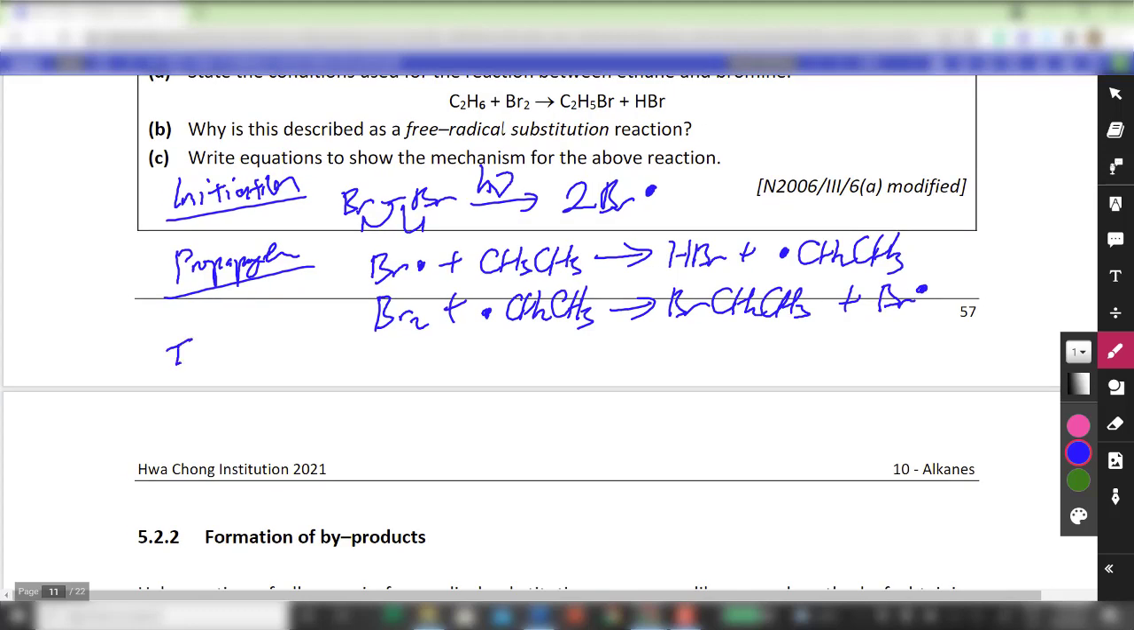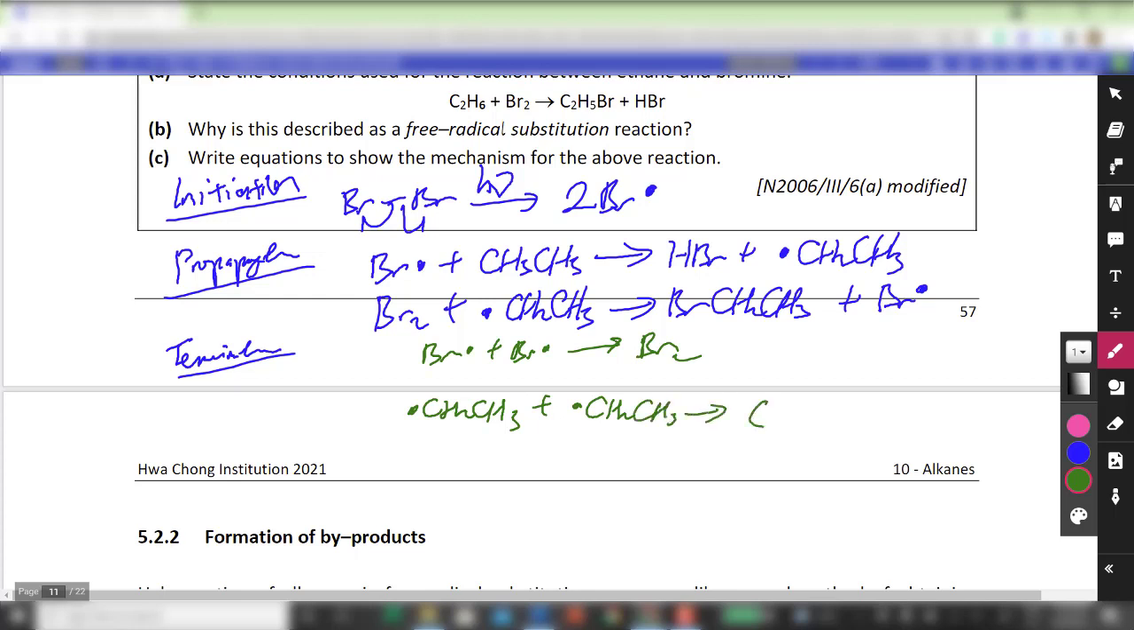And then for termination steps, it's usually what I call the anything goes step. So I will just have 2 bromine radicals combining to give me bromine gas or bromine liquid, or I can have 2 ethyl radicals coming together to give me butane, CH3CH2CH2CH3, or I can have an ethyl radical and a bromine radical coming together to give me bromoethane.